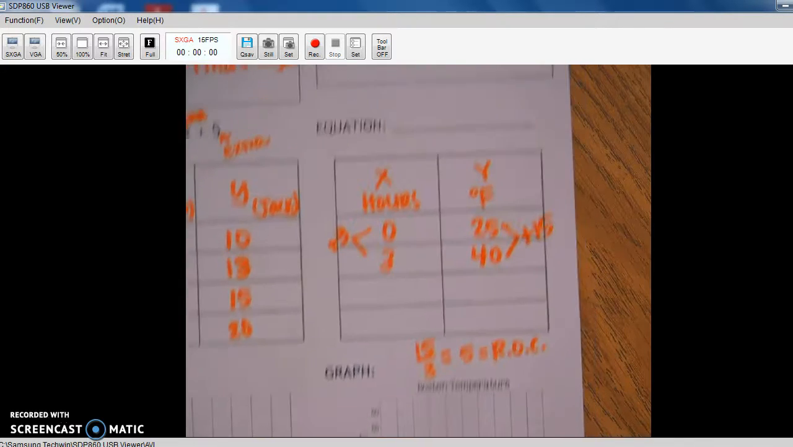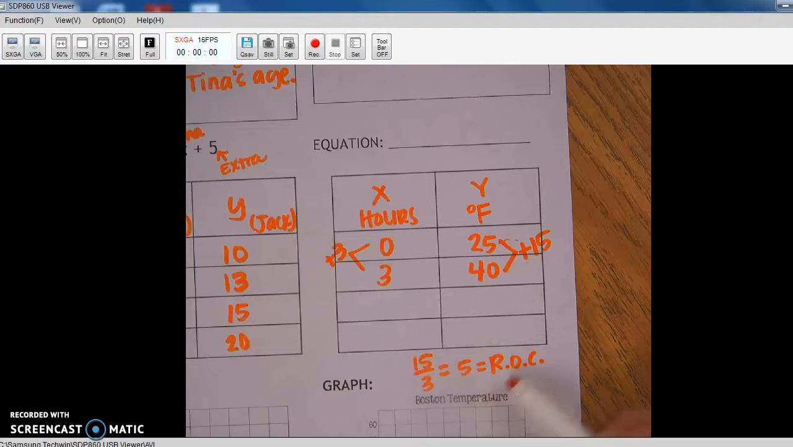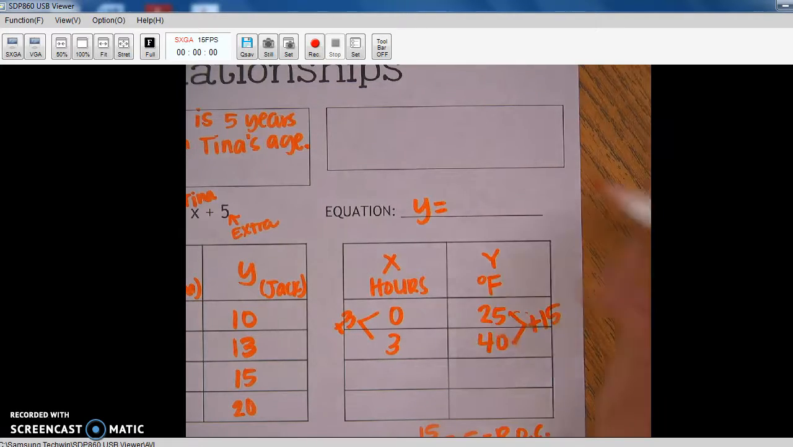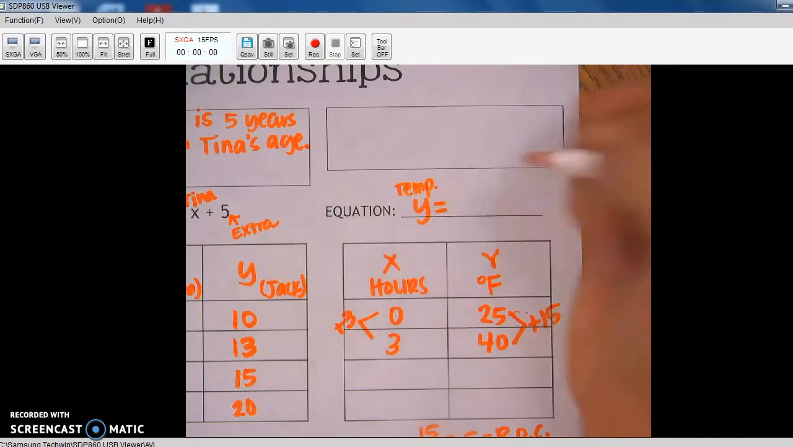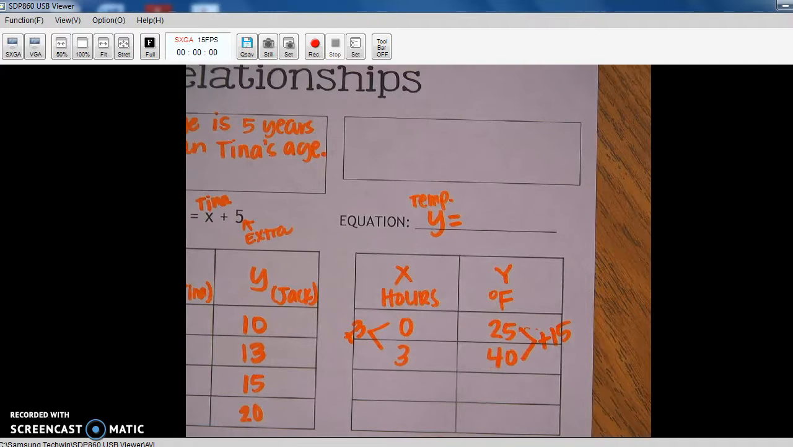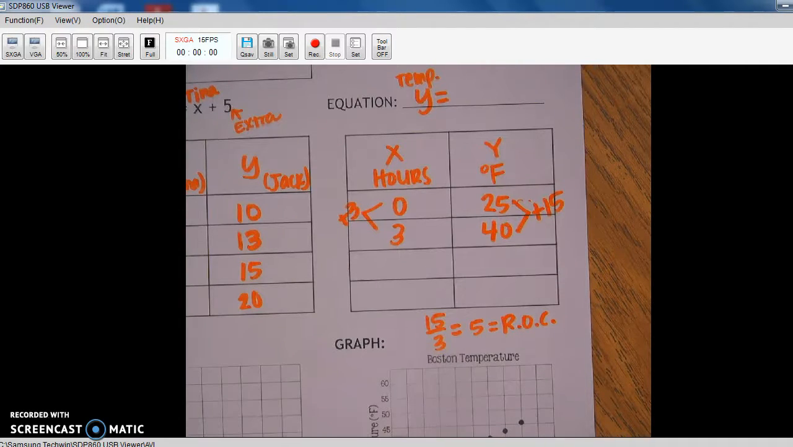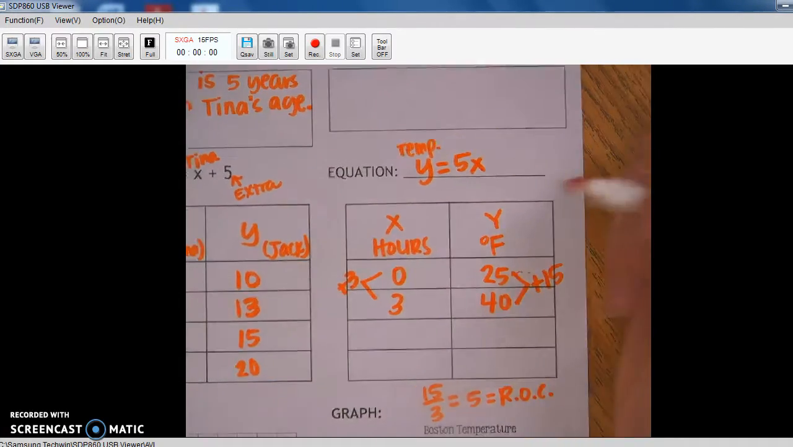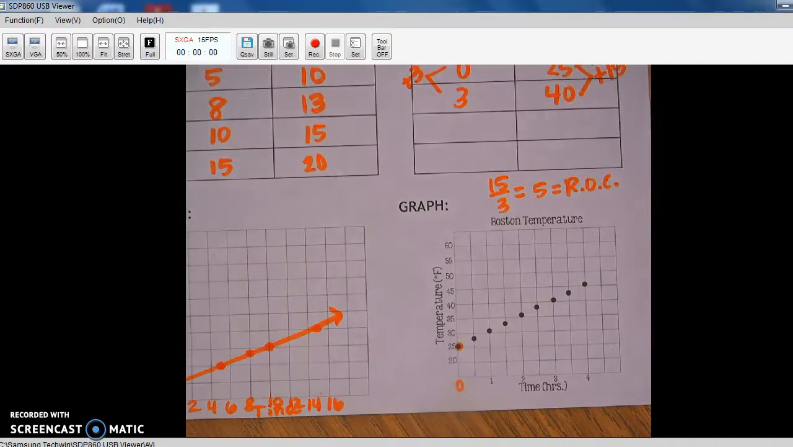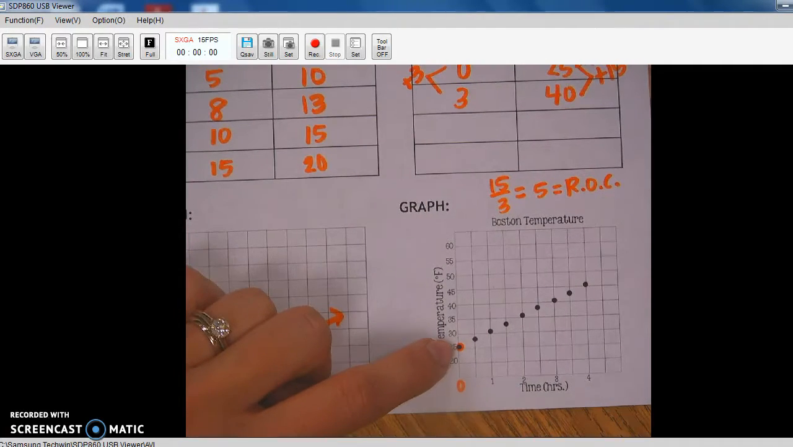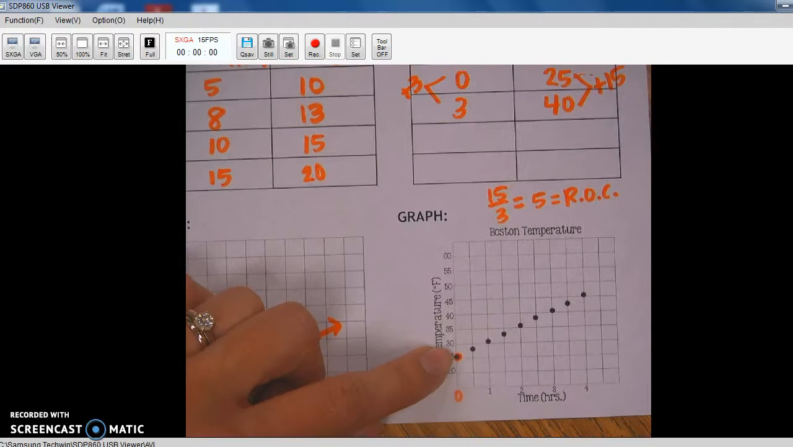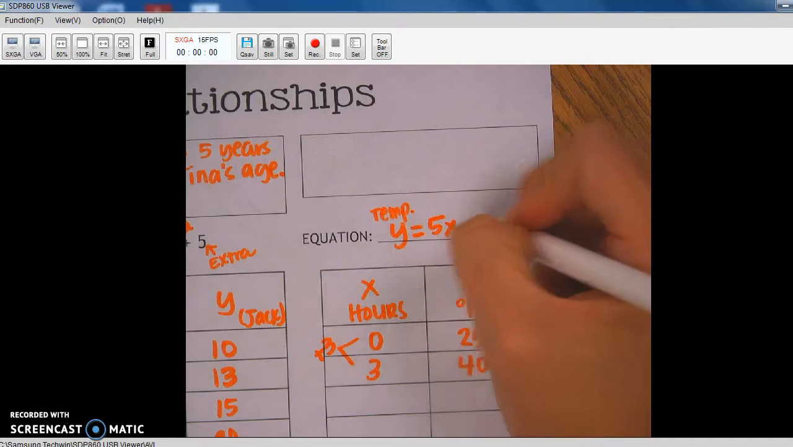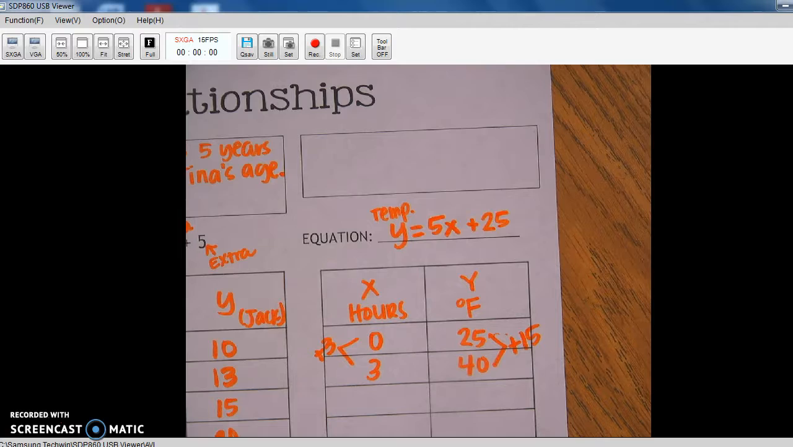So in my equation, remember, I know my rate of change is always what I'm multiplying by x. So if I start with y, the temperature, to get the temperature, we multiplied 5 degrees per hour times the number of hours, which is x. But remember, when we looked at our graph, where did it start? It started at 25. Remember that starting amount, that's our extra amount that we're adding. So we have 5 degrees per hour plus the 25 degrees that we started with. We need to add that.